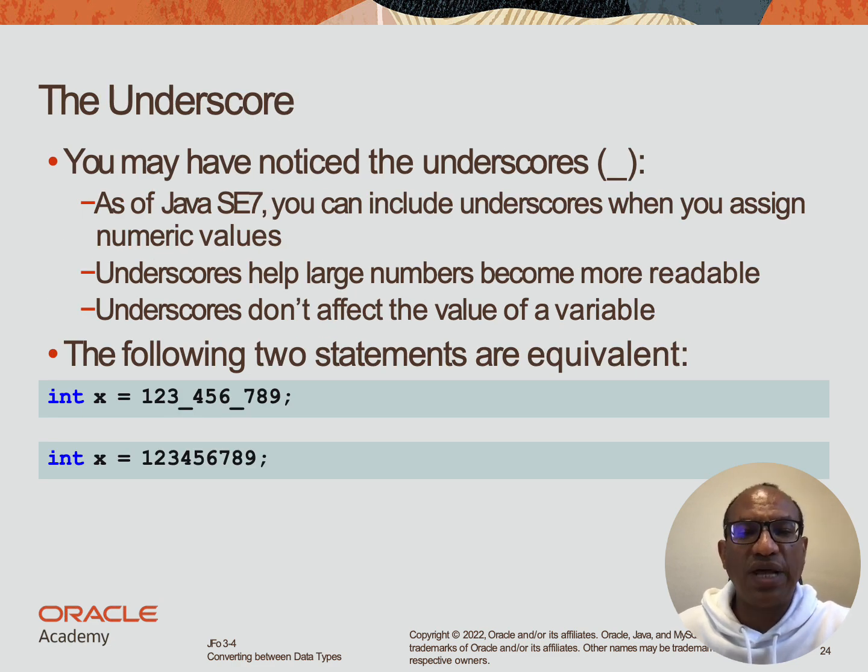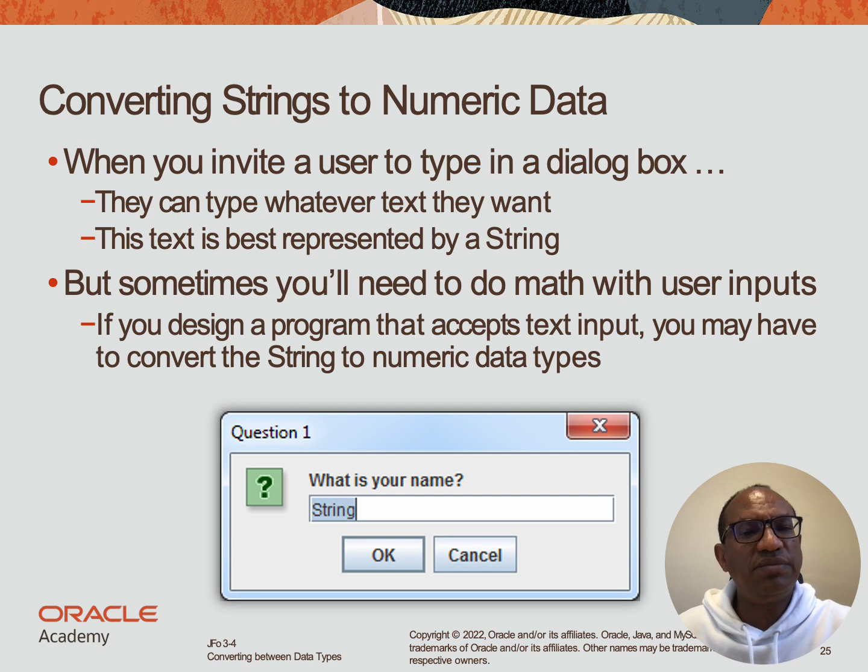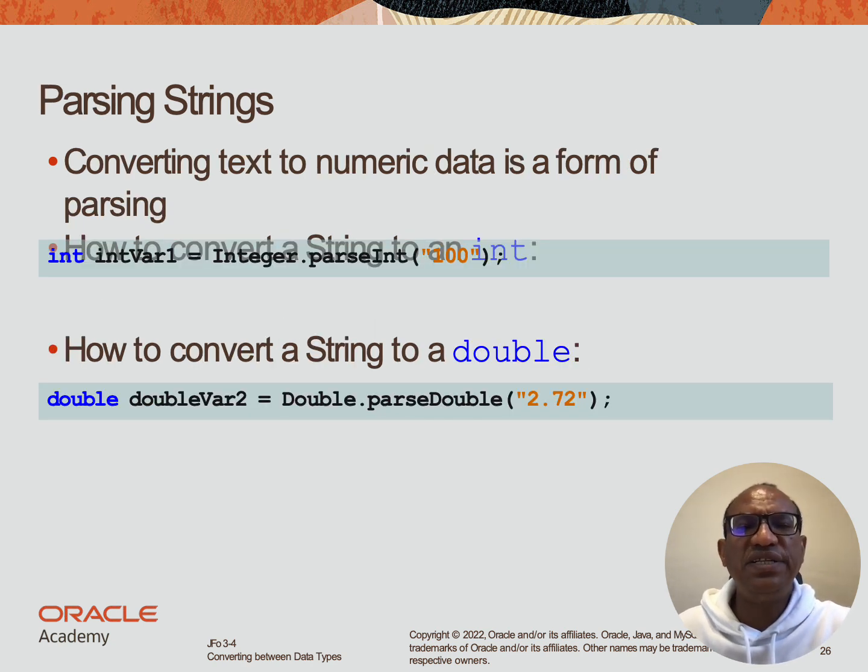Java allows you to use underscores in numeric literals for readability. This doesn't affect the value, just makes big numbers easier to read. Sometimes you will need to convert a string like user input into a number. This is especially useful when doing math with text inputs. Converting text to numbers is called parsing. Use Integer.parseInt for whole numbers and Double.parseDouble for decimals.